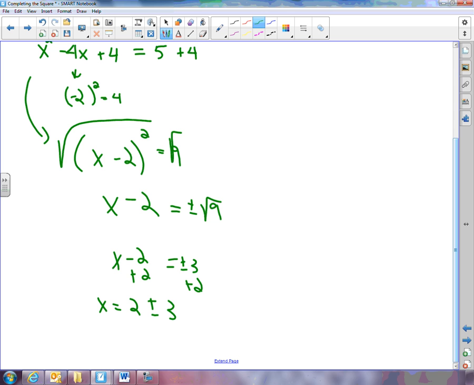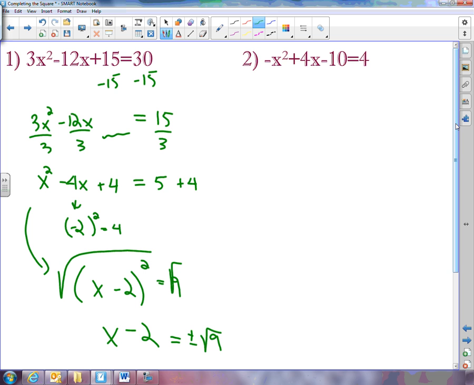Because these are like terms, you can combine them. You actually should do that. 2 plus 3 gives you 5. And 2 minus 3 gives you negative 1. So those are the two answers. These are solutions to this equation, meaning that I could plug them back into the original equation and get a statement that's true.